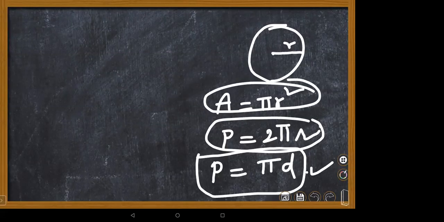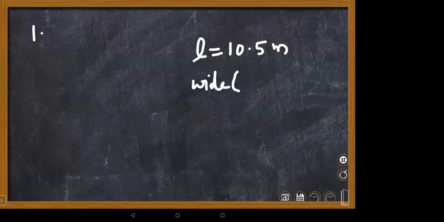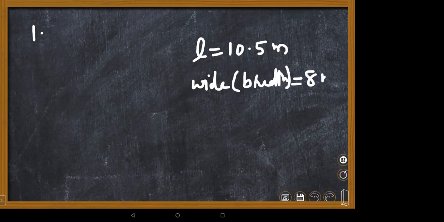This is a recapitulation. So now we are going with our practice sums. Children, first question: what is the cost of painting the 4 walls of my hall? Length is equal to 10.5 meters long, and 8 meters wide. Wide is nothing but breadth, 8 meters.